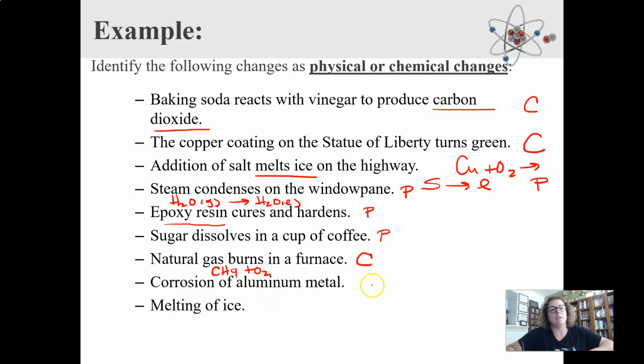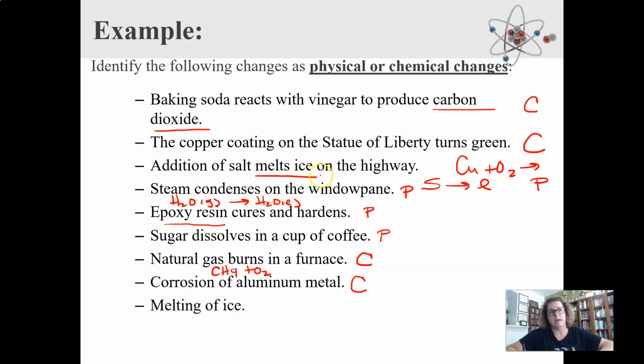If I have a piece of aluminum metal, think of the aluminum foil in your kitchen, and I said corrosion, well, that aluminum is basically being surrounded by oxygen, and over time, that aluminum will change. You're going to produce a compound called aluminum oxide. So definitely corrosion, think of it like rusting, okay? Corrosion is a chemical change.